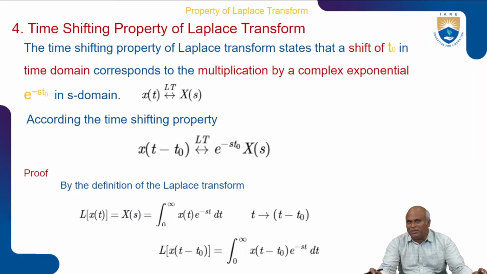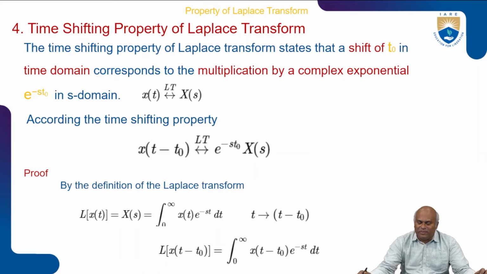Previously we discussed the earlier properties. Then I continue with the next property, which is the time shifting property of Laplace transform. The time shifting property states that a time shift of t0 in the time domain corresponds to multiplication by the complex exponential e power minus s t0 in the s domain.